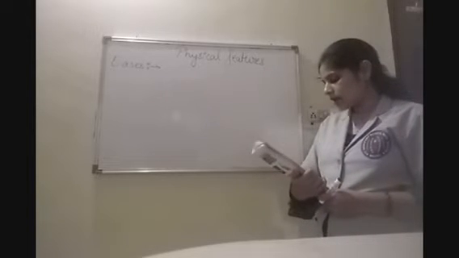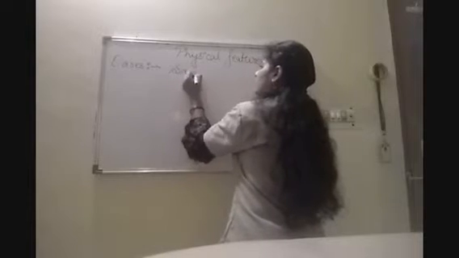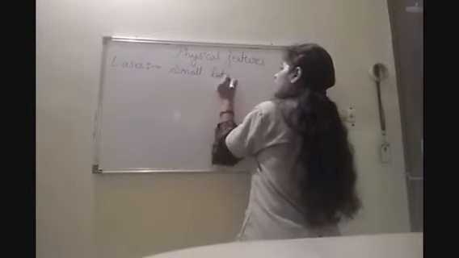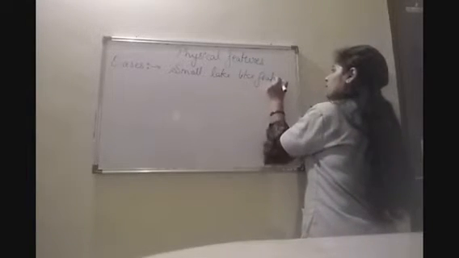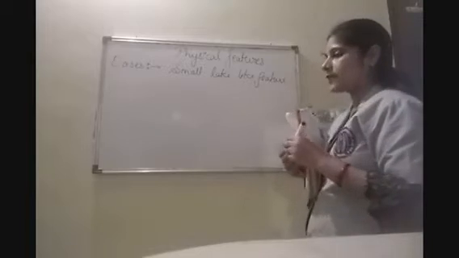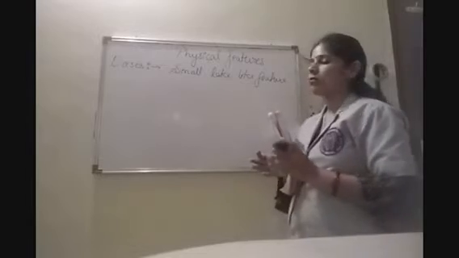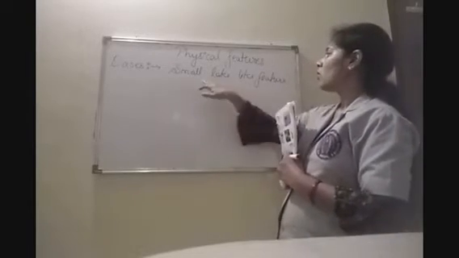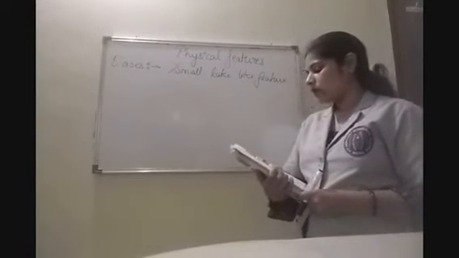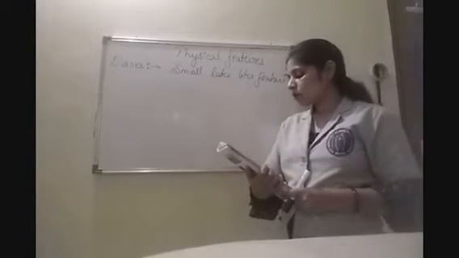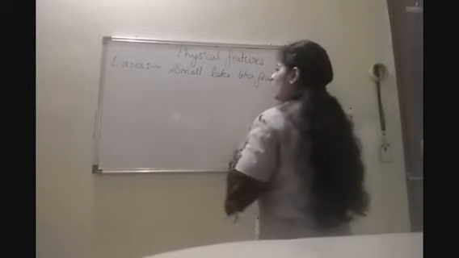So now what are these oases? These are small lake-like features. So when we are talking about the desert, it would not be completely dry. There would be some deposition of water somewhere. So these small lake-like features are called the oasis. They come to the surface due to the presence of an underground spring. That means underground water.